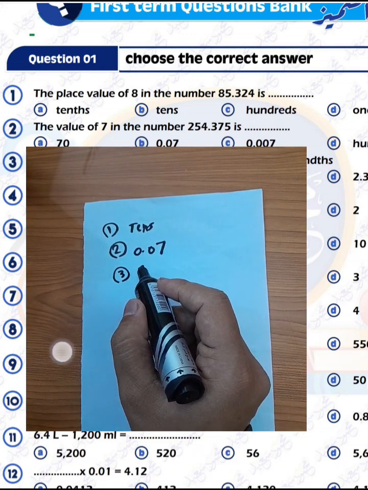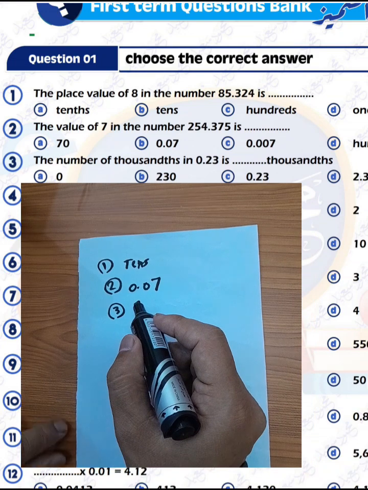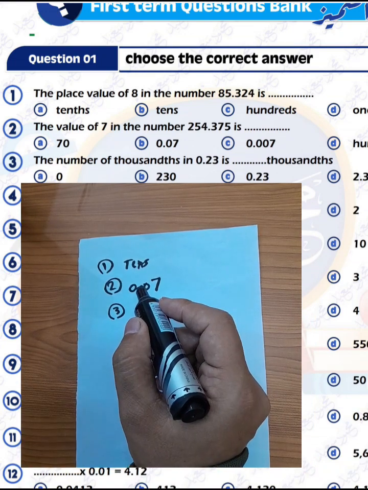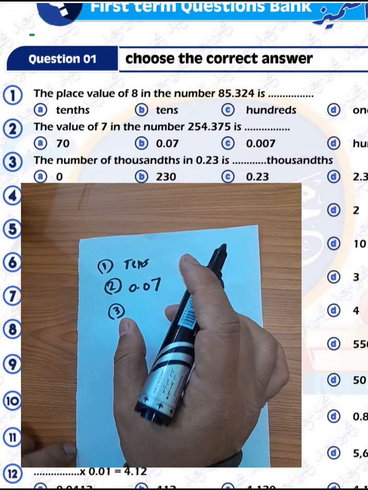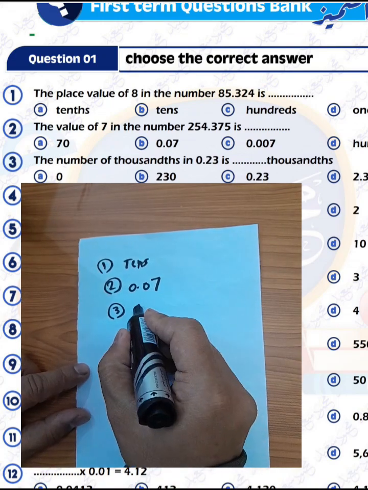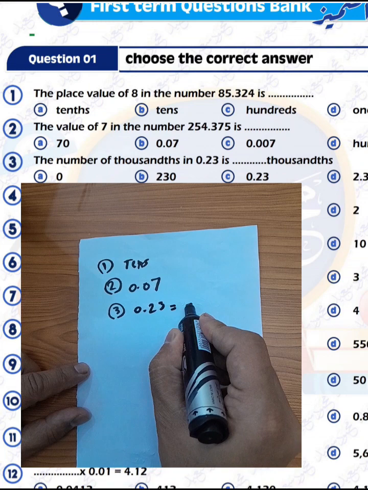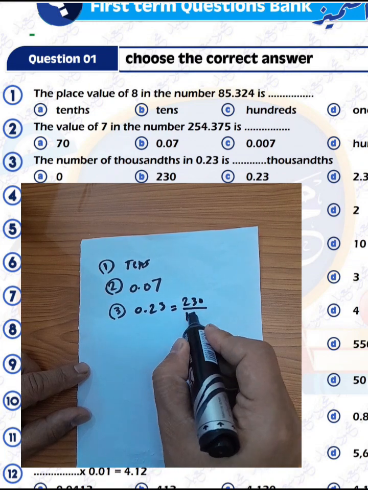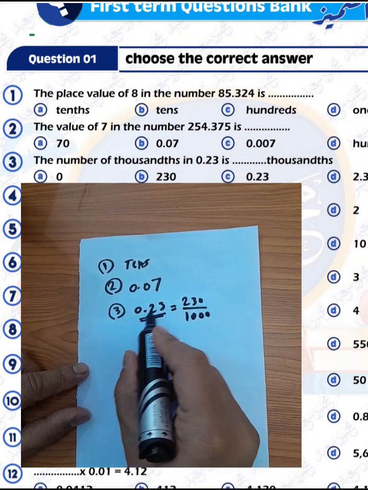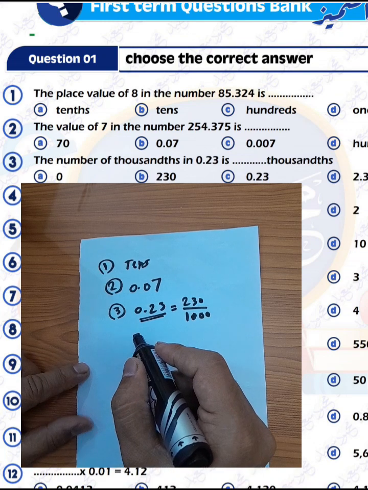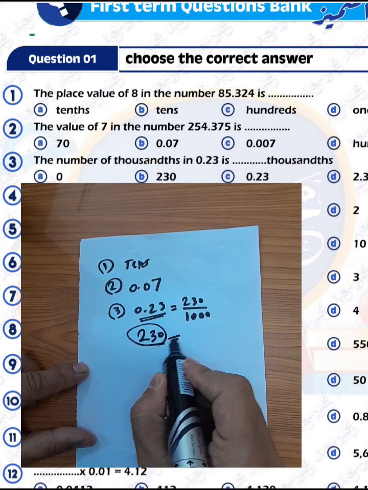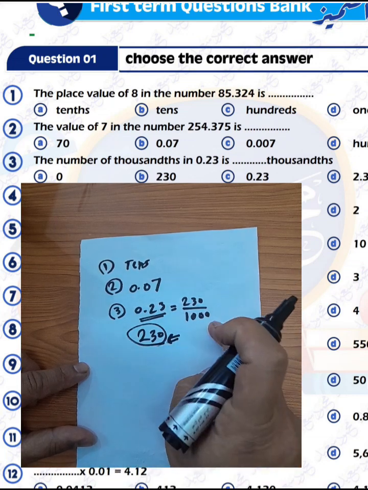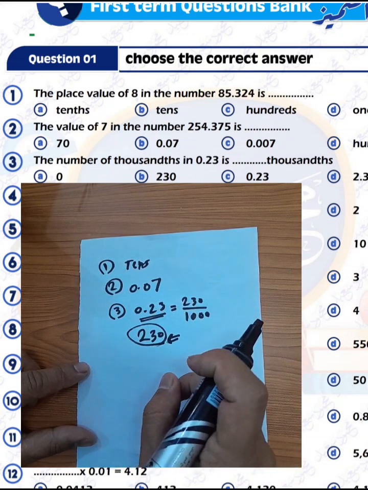Number 3. The number of thousands in 0.23 is based on thousands. What does it mean? It is the number divided by 1000. We can write here 230 divided by 1000. Then the result here for question number 3, we must write 230. Okay, this is the result.